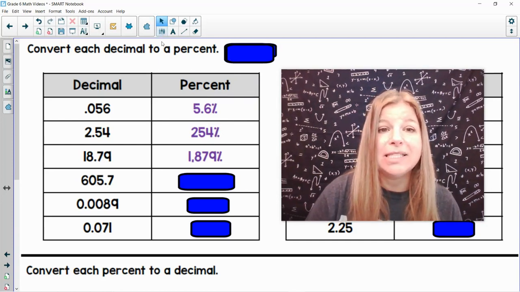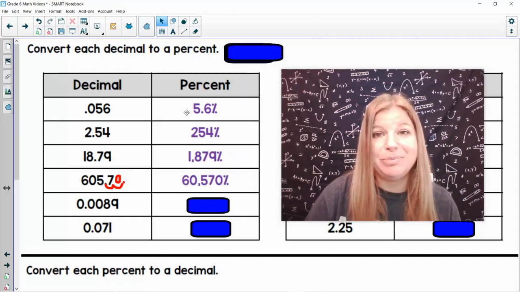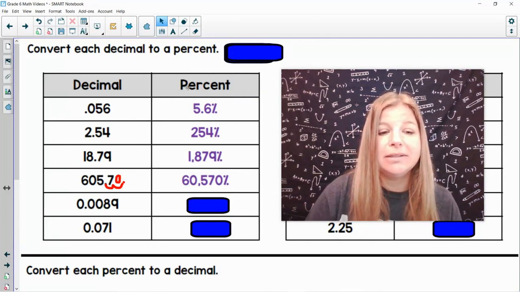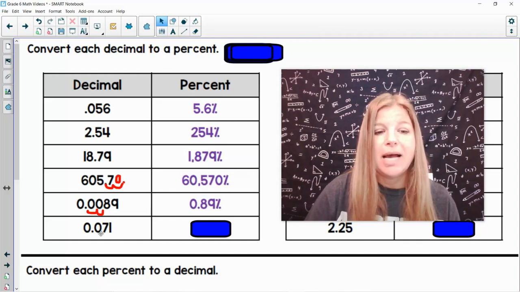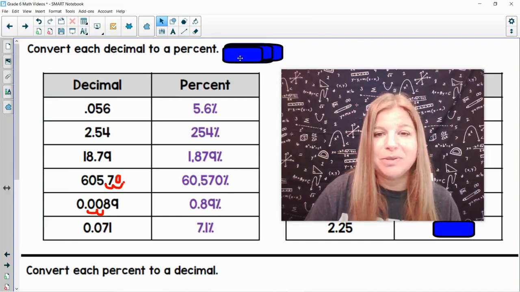605.7, if I move that decimal over two spots. 1, 2, again, I have a filler spot that I need to fill in with a 0. And that ends up becoming 60,570%. 0.0089, I move that decimal over two spots. 1, 2. Now the decimal is in front of my 8, so it's 0.89%. And the last one, 0.071, I move the decimal two spots. Boom, boom. And now that decimal is in between the 7 and the 1 to get 7.1%.